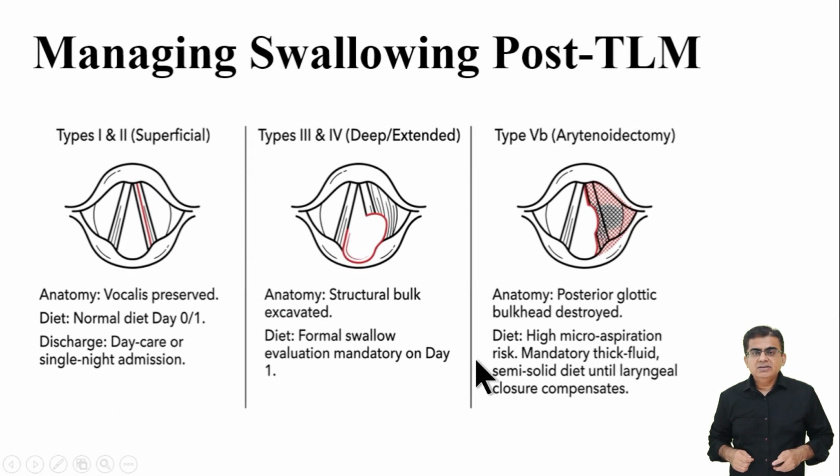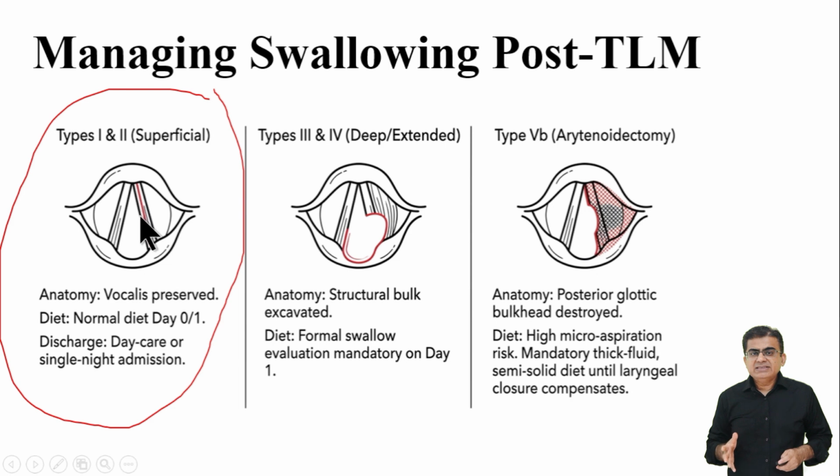Let us now look at how the extent of our surgery directly dictates the patient's recovery. First, look at types 1 and 2, which are purely superficial cordectomies. Here, the deep vocalis muscle is perfectly preserved. Because this muscle is completely intact, the patient's swallowing is rarely affected. These patients can safely start a normal diet on the very same day of surgery. They are usually safely discharged as a simple daycare case or after a single night in the hospital.